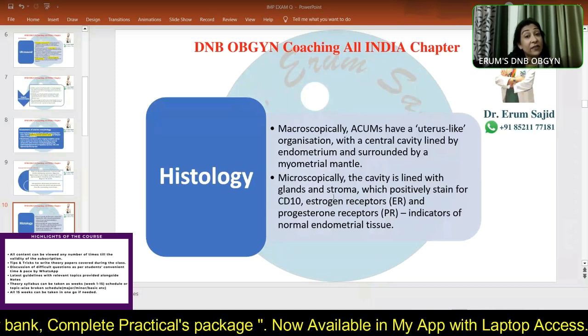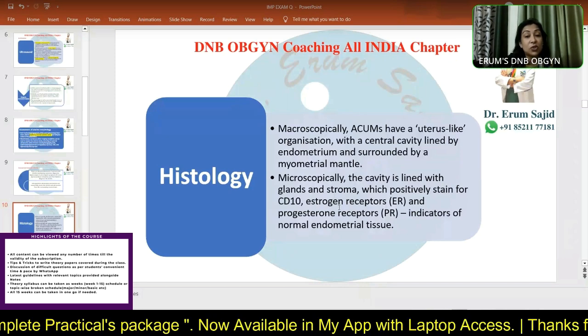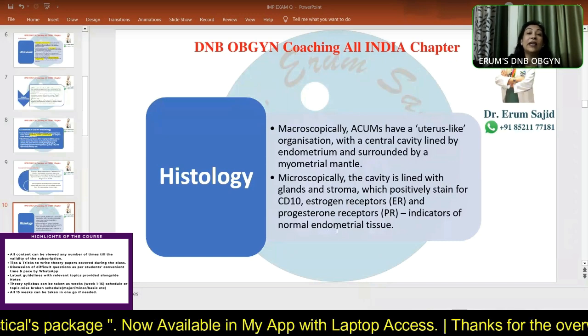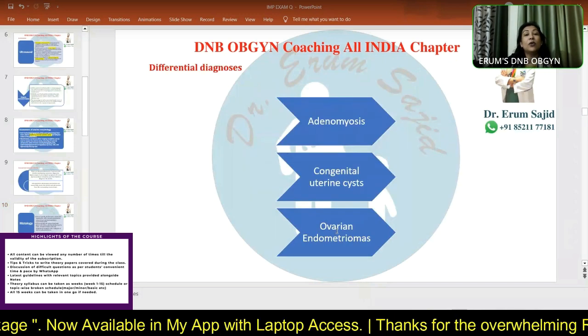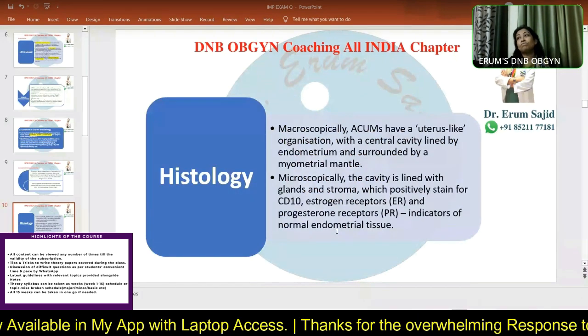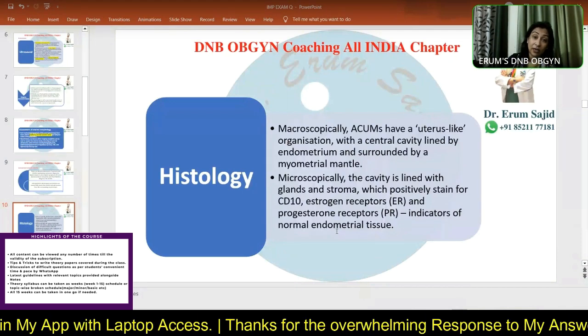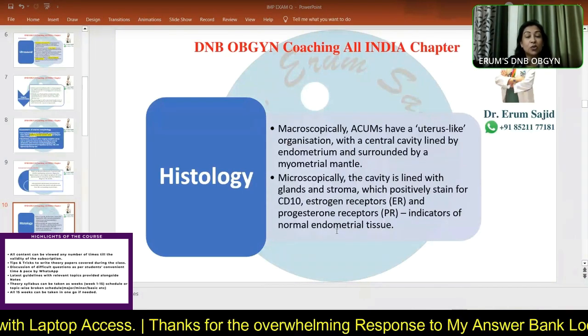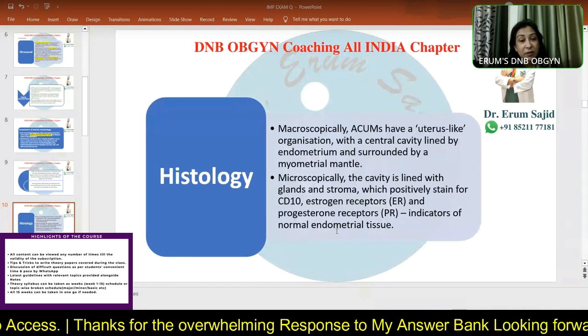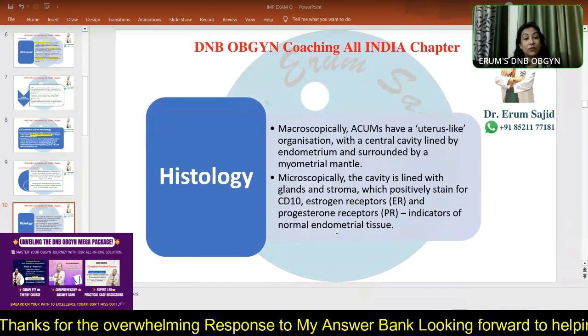And here you can have estrogen receptors positive, progesterone receptors positive. They are all indicative of endometrium. You want to be sure that it looks like endometrium, and it is actually that. So you have estrogen and progesterone receptors, which are all indicative of endometrium.